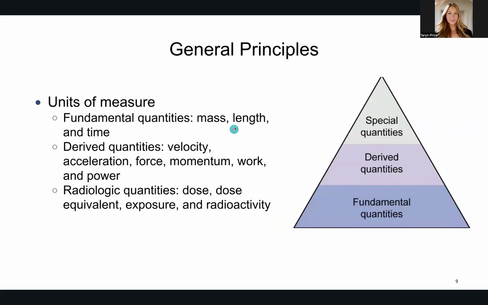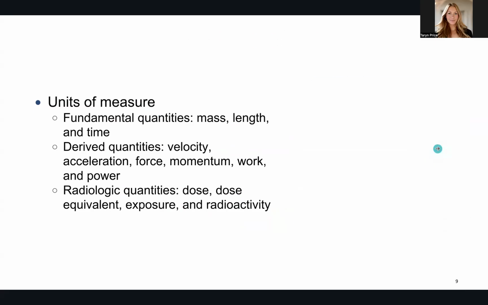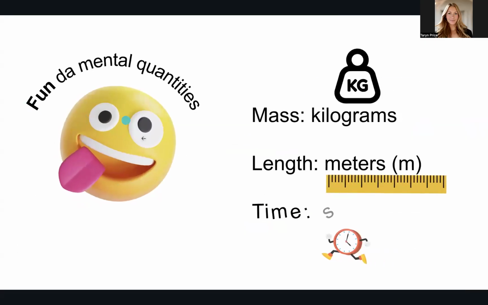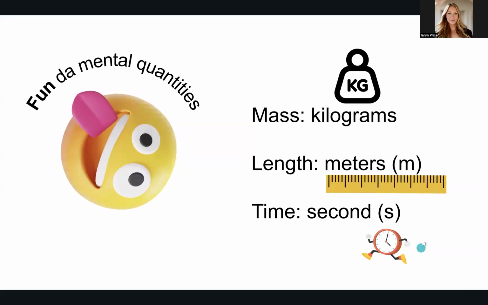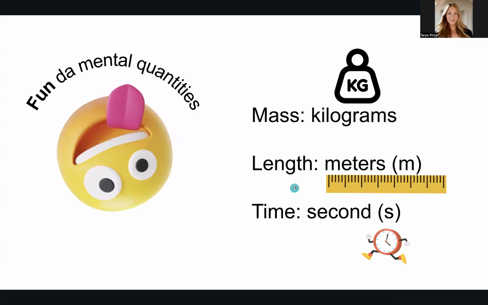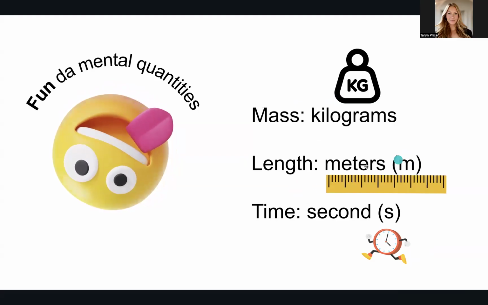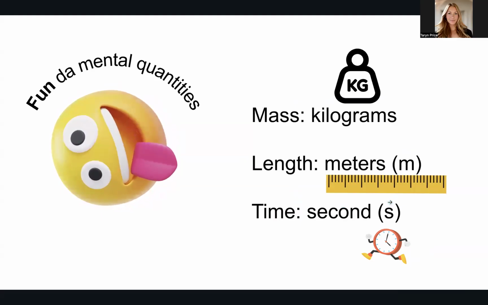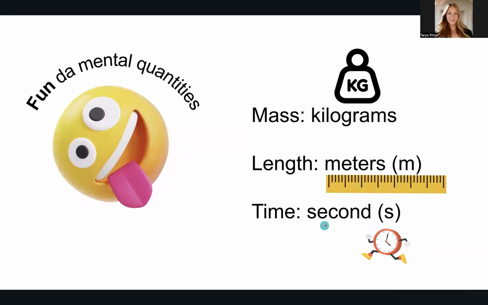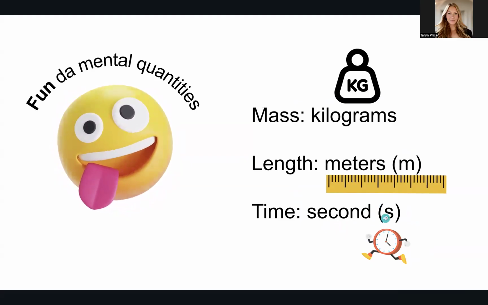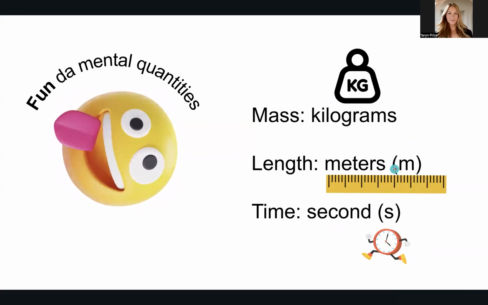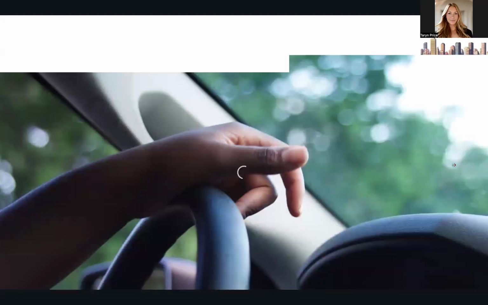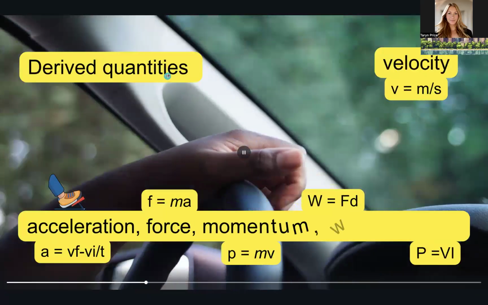All right, so first up, we have some quantities or units of measure. It's important to distinguish that fundamental quantities are the basics, at the very bottom of that pyramid. So mass is in kilograms usually, length in meters, m there, and time is in seconds. We deal a lot with seconds in radiology because it could be seconds that we are setting on the control console. But what's important to remember is that these units of measure here are often used in derived quantities.